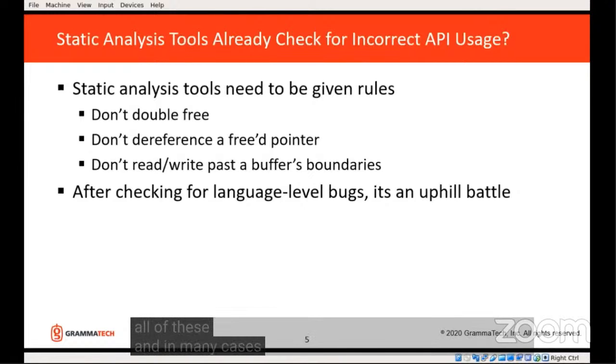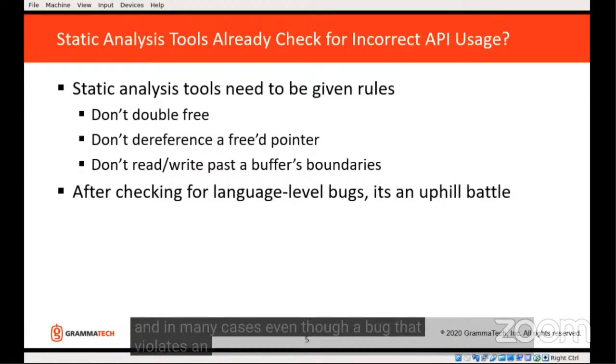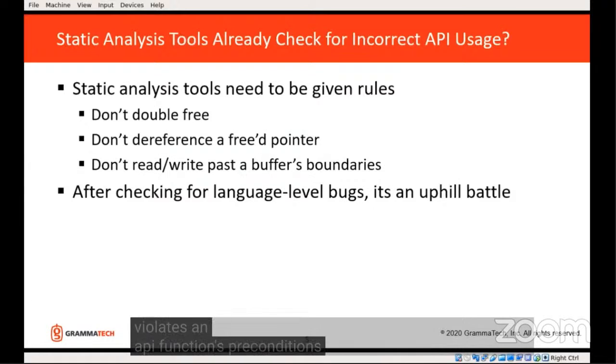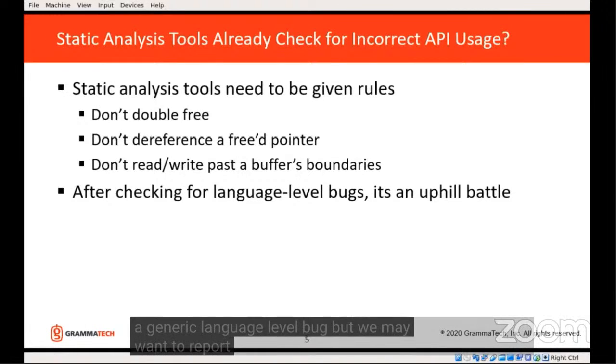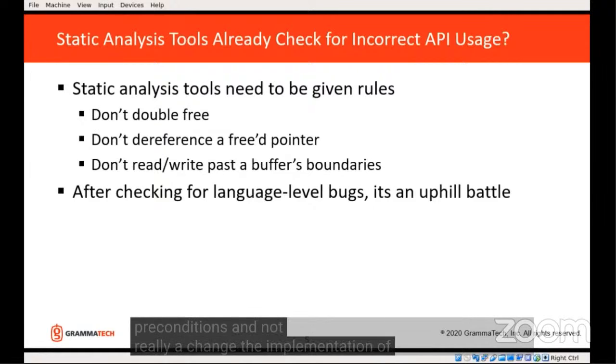And in many cases, even though a bug that violates an API function's preconditions ultimately might manifest as a generic language-level bug, we may want to report a warning to the programmer at the API function level, as the fix is more likely at the API function boundary. That is, adhering to the API function's preconditions and not really changing the implementation of the API function itself.